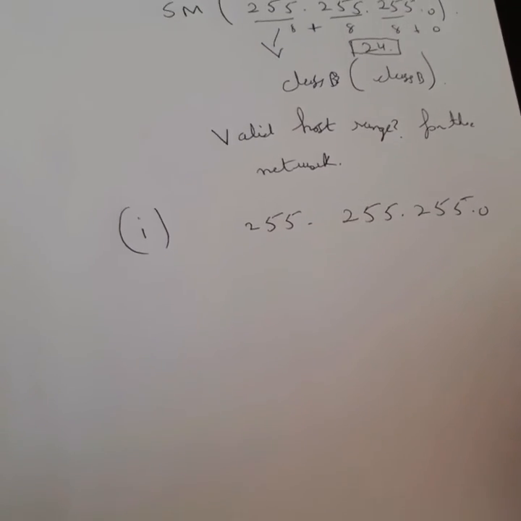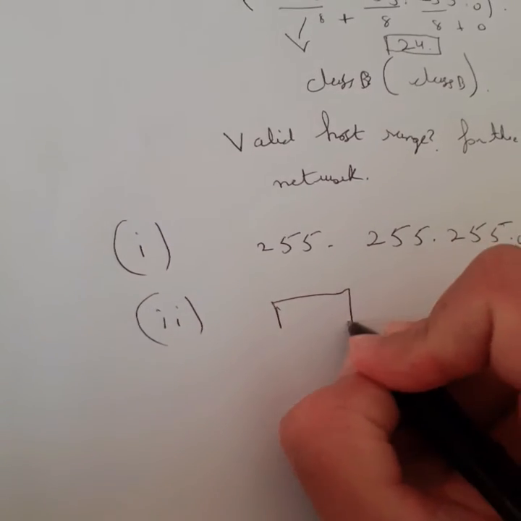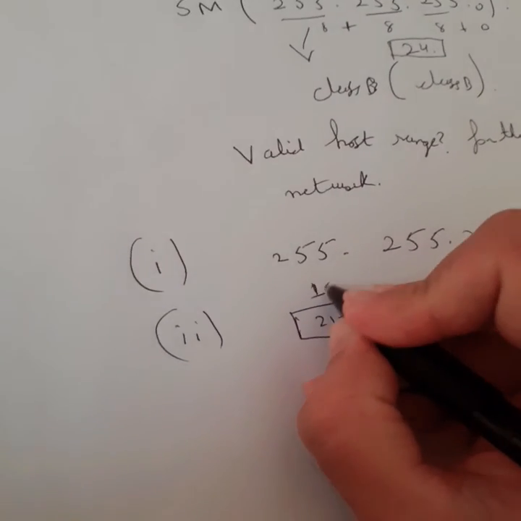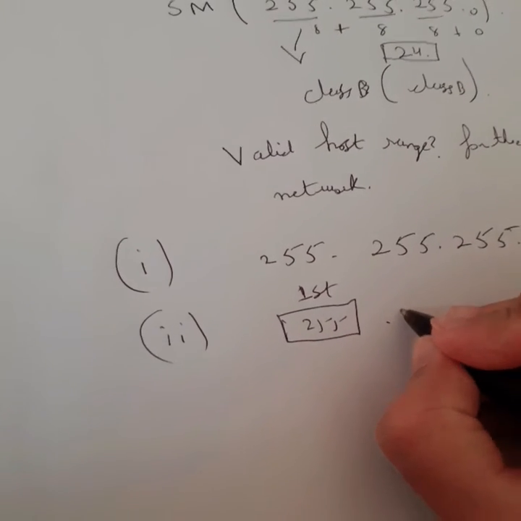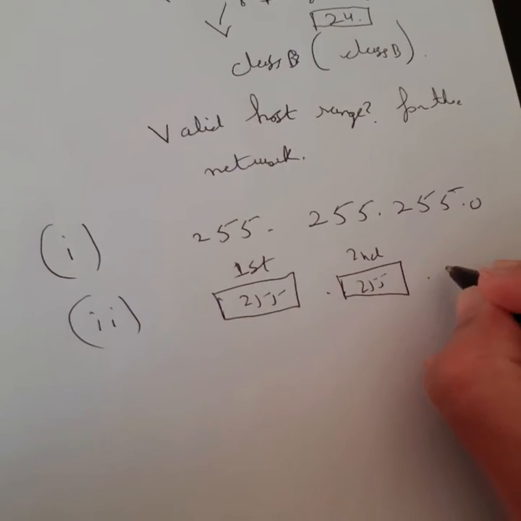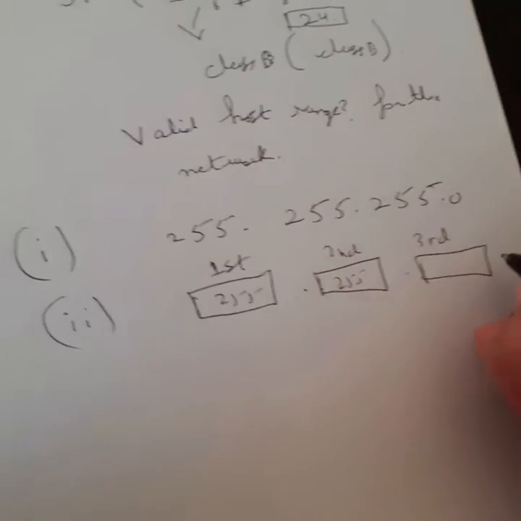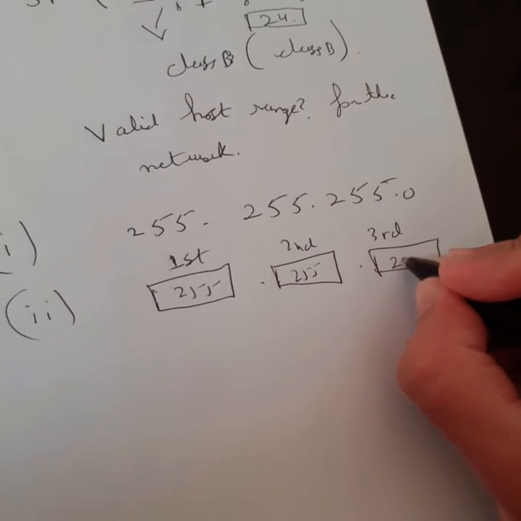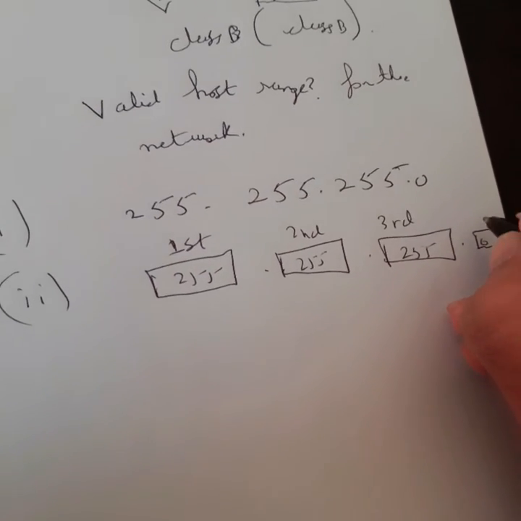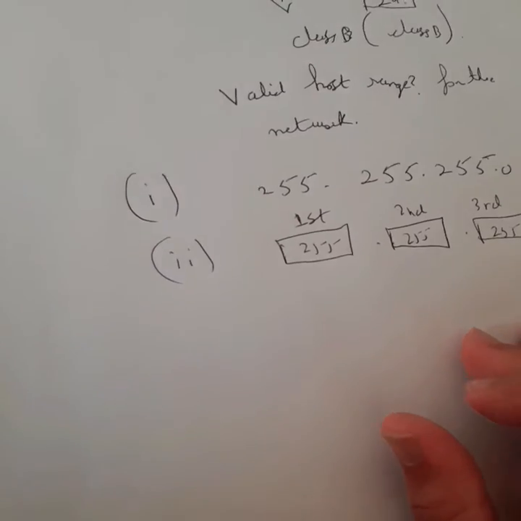As I said, that's octet number 1. Then we have the second octet, then the third octet, which is this one, and the last one is the fourth octet, which is a 0.